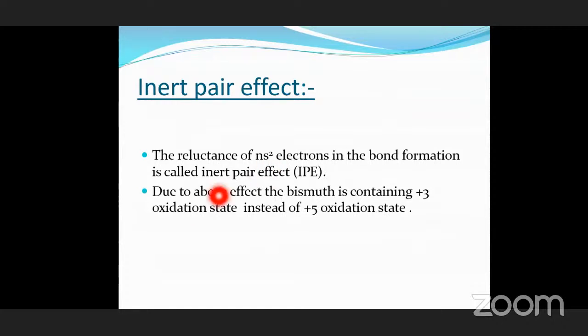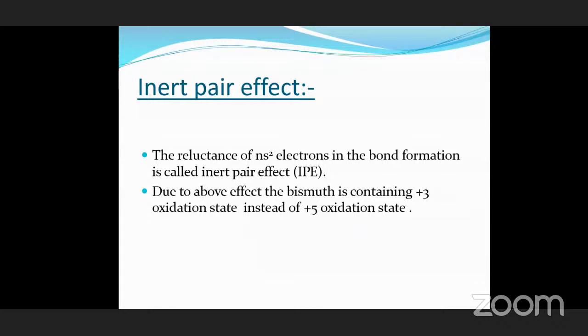Due to the above effect, bismuth shows the +3 oxidation state instead of the +5 oxidation state. Actually, ns2 np3 is the common outermost electronic configuration, but the ns2 electrons do not participate in bond formation. That's why bismuth shows the +3 oxidation state instead of +5. It is important, and it is also asked for 2 marks. So this is about the inert pair effect.